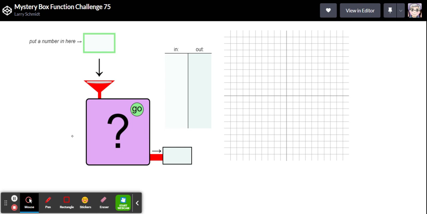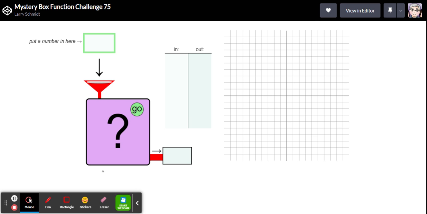Inside this purple mystery box there is some mystery math, and your challenge is to figure out what that math is. You can pause the video, click the link in the description, and then put in as many numbers as you like in the top and see how they're changed as they come out the bottom. When you've got an idea, come on back, listen to the rest of the video and see if we get the same thing.